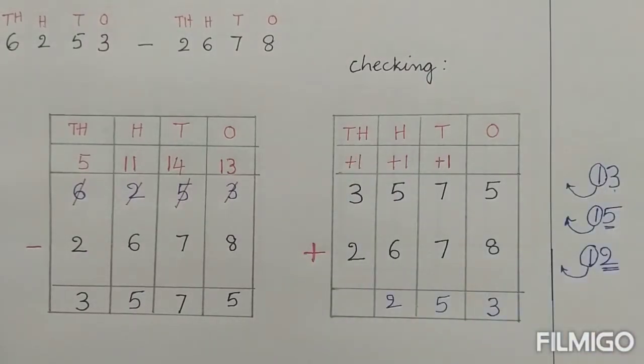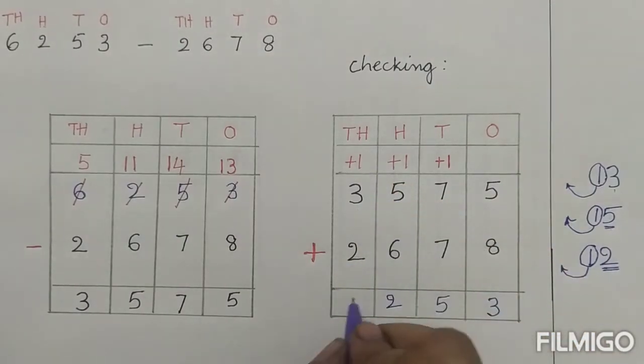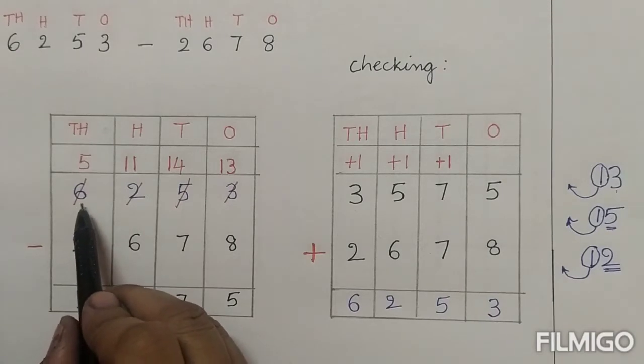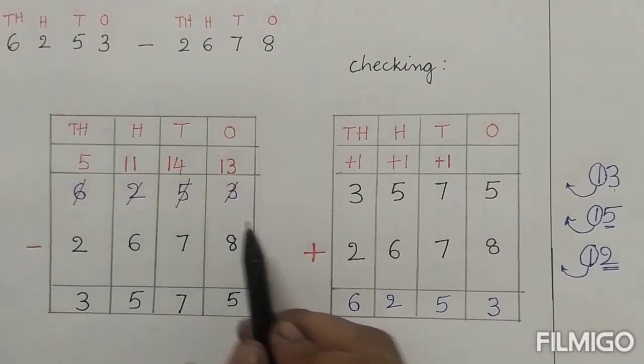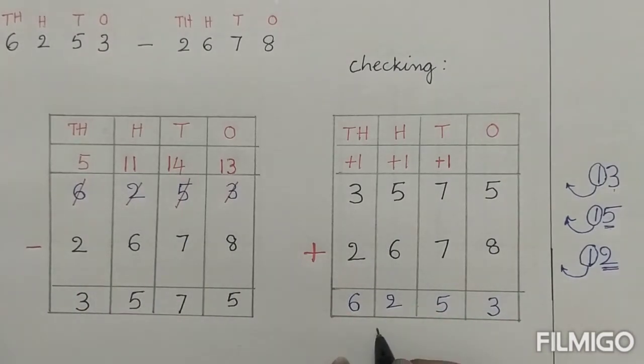So here, children, now plus 1 plus 3, 4, 4 plus 2, 6. Now here have a look. What is our first number? 6253. Now after adding the difference and the second number, what is your answer? 6253. So that is your question, and whatever your answer, it is correct. In this way we have to check our subtraction.